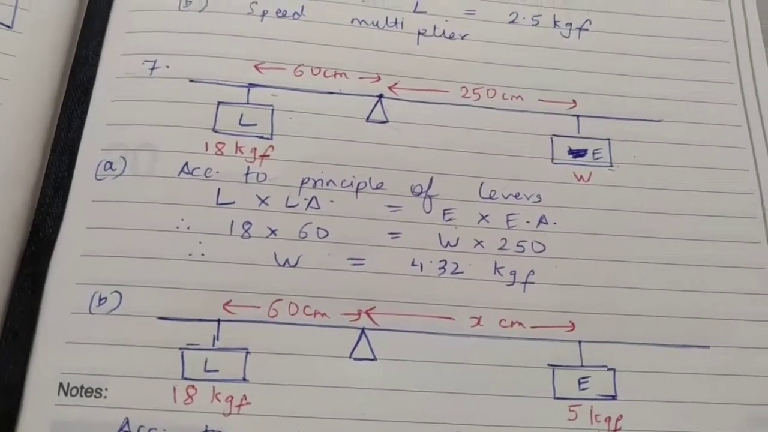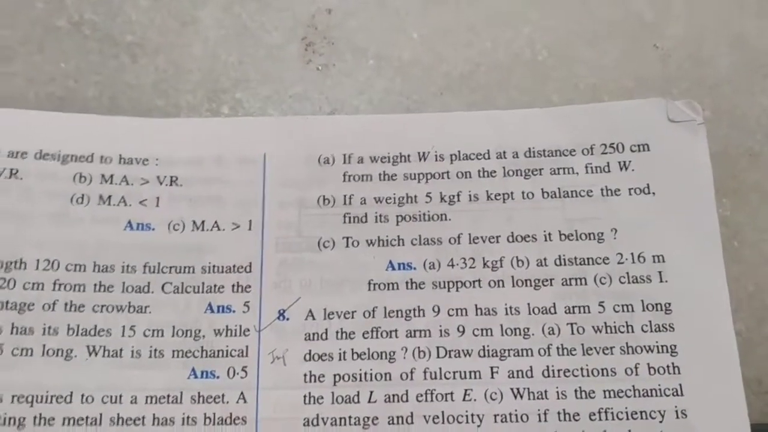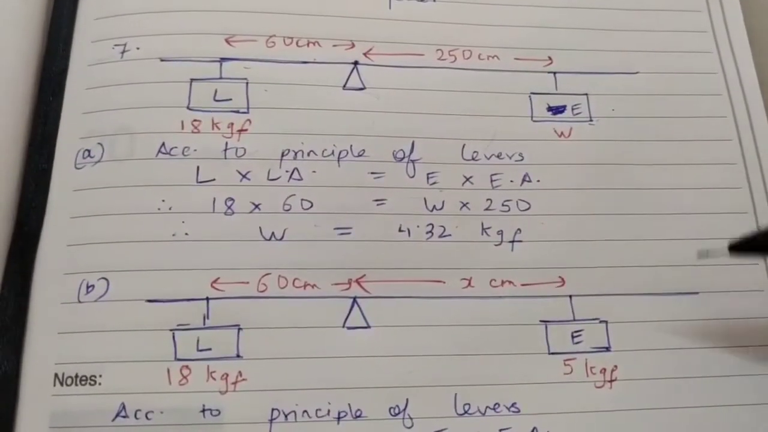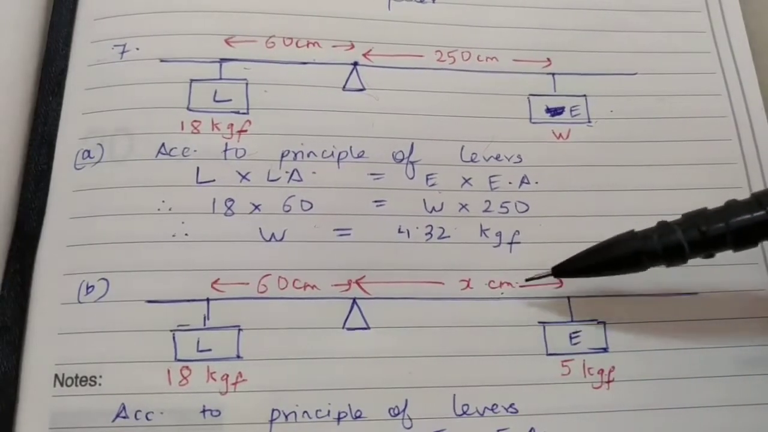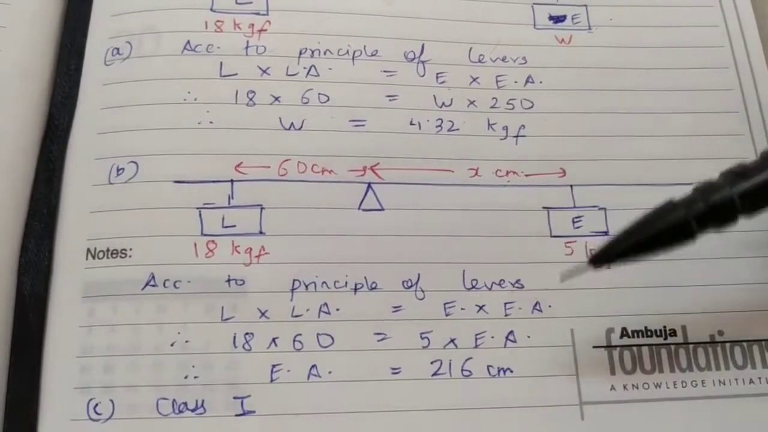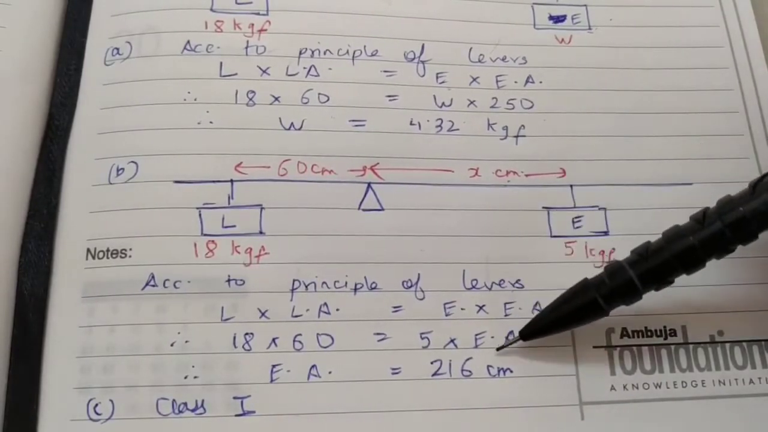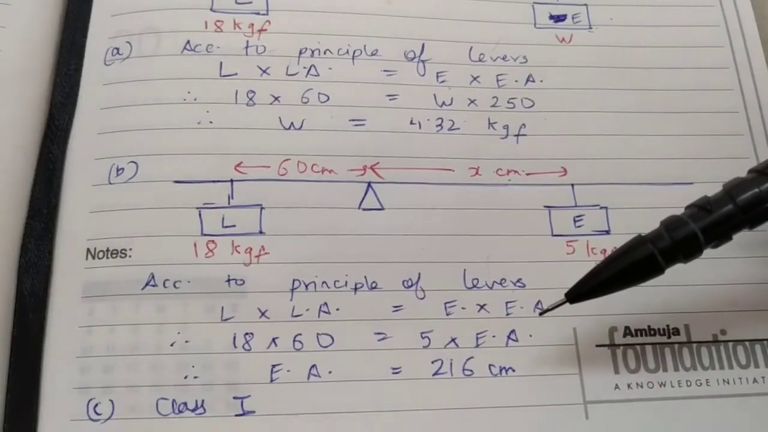Now in part B, they have given the weight and asked its position. So let's draw another diagram for that. This time, the effort, that is the weight, is given and the effort arm is missing. So we'll assume it to be x centimeters according to the principle of levers or law of levers. Again, substitute and get the answer as 216 centimeters, which can also be written as 2.16 meters.